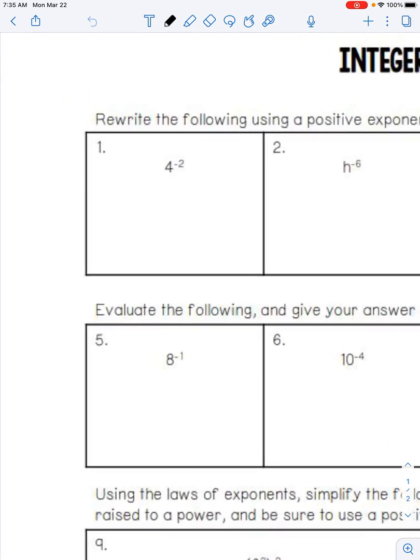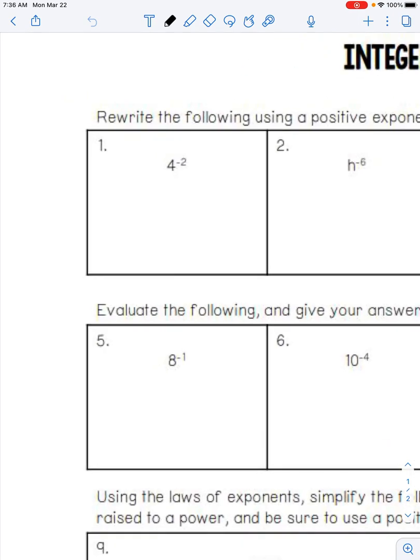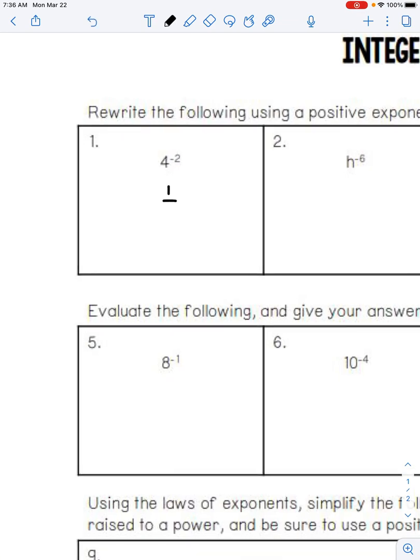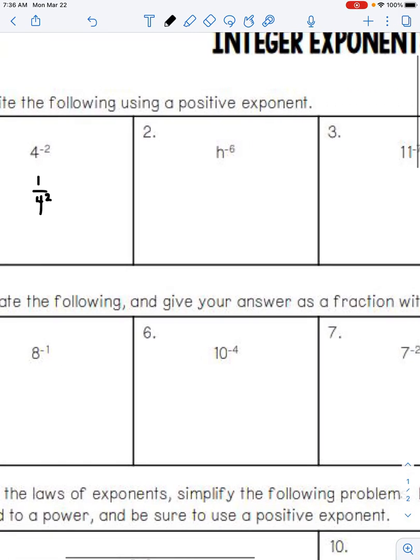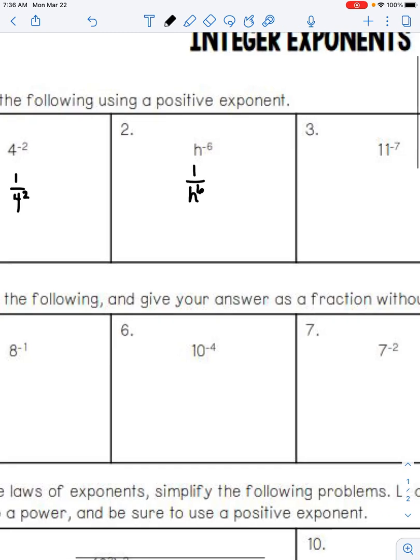Number one, remember to get rid of a negative exponent, you take the reciprocal of the base and then make your exponent positive. So instead of negative 2, it'd be 1 over 4 to the second power. Number two, you write as 1 over h, and then the negative 6 becomes a positive 6. So 1 over h to the 6th power.